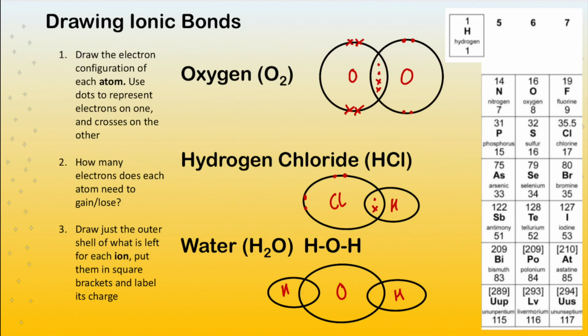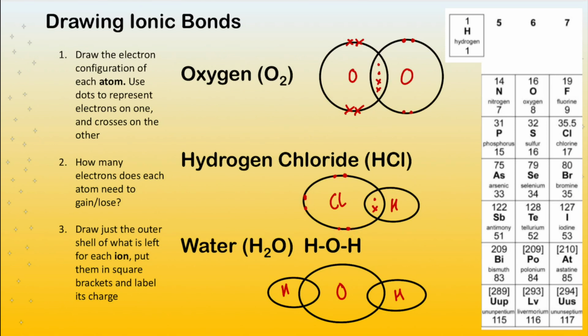1, 2, 3, 4, 5, 6. And in total, hydrogen has 1, 2. Fantastic. It's just that first shell that it's trying to fill up, so 2 electrons is perfect. For chlorine, 1, 2, 3, 4, 5, 6, 7, 8.